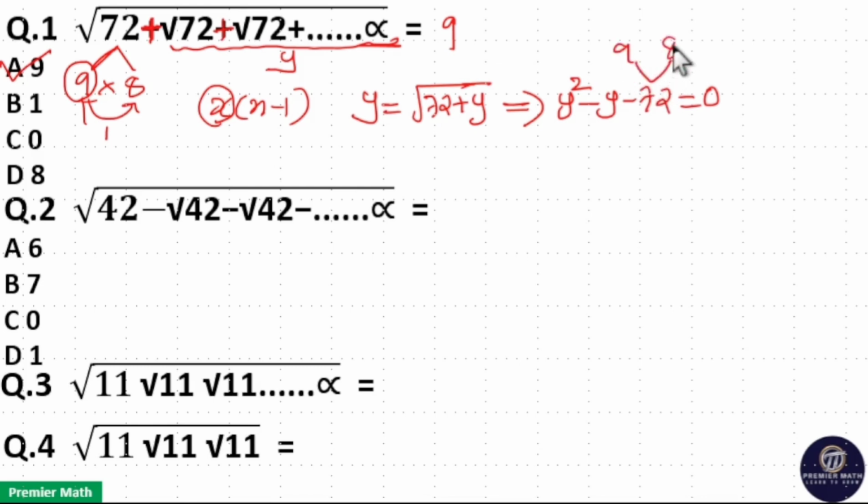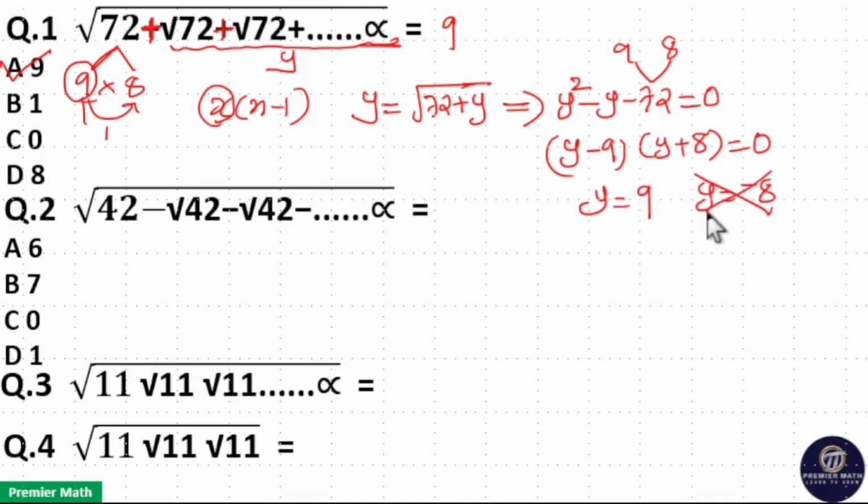9 into 8 is 72. So I can write this as y minus 9 into y plus 8 equal to 0. Here minus 9 into plus 8 is minus 72, and minus 9 plus 8 is minus 1. Which means y is equal to 9 or y is equal to minus 8. But the negative value we can ignore. So take the positive value because this is under root 72 plus infinite terms. Under root, some number means this number must be a positive value. So take y as 9.